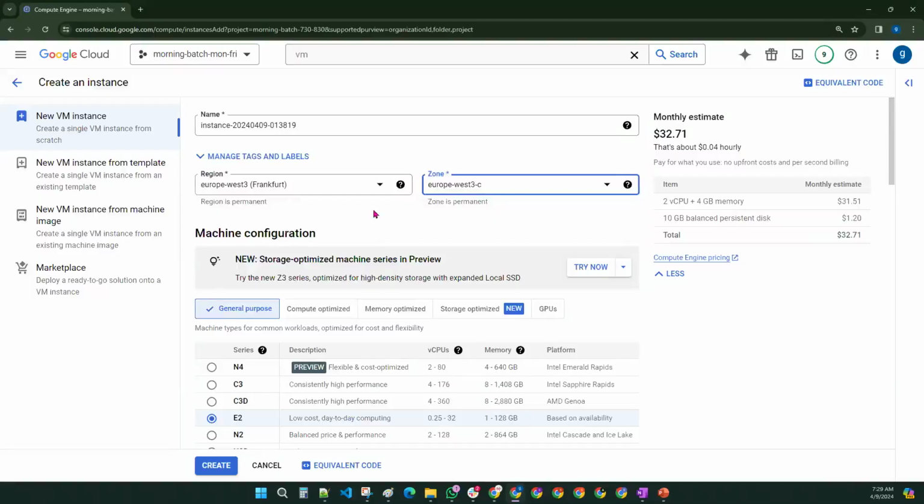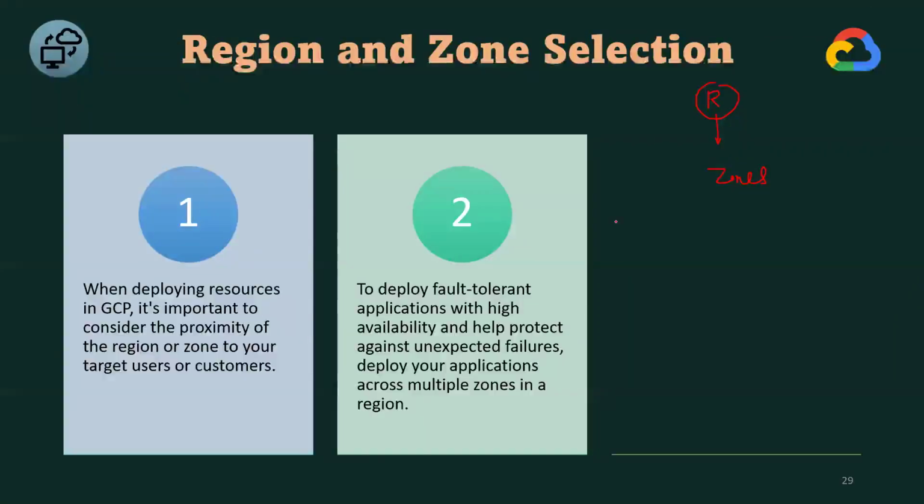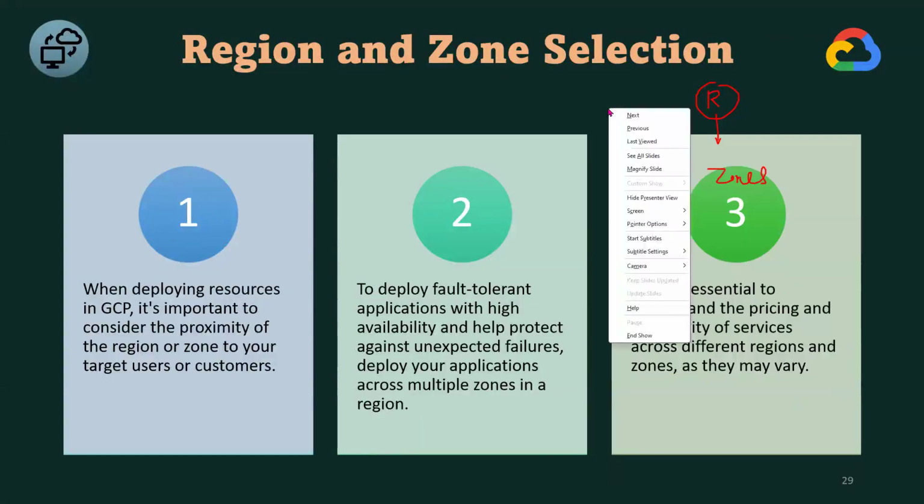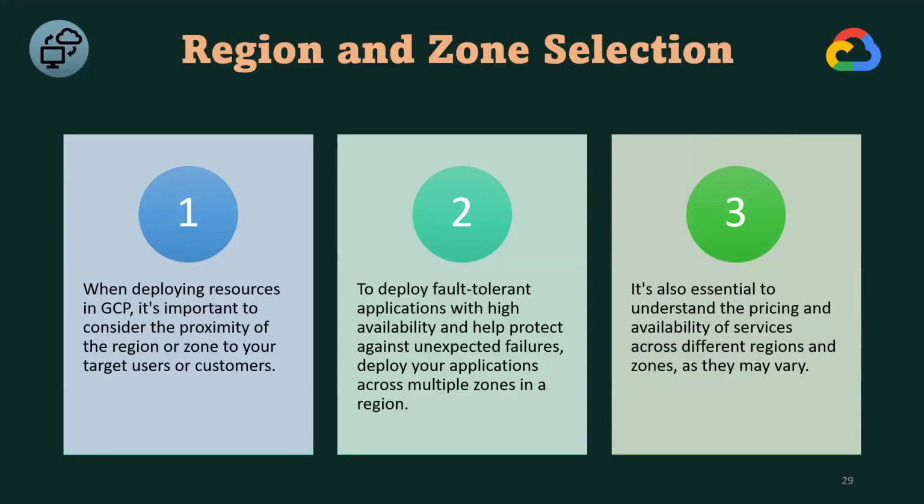Okay, yeah, got it. Now the third point is a very, very important point, and let us try to understand. The third point says it is essential to understand the pricing and availability of the services across different regions and zones, as they may vary. Very, very important. The availability may vary, the cost may also vary. Very, very important point, guys.